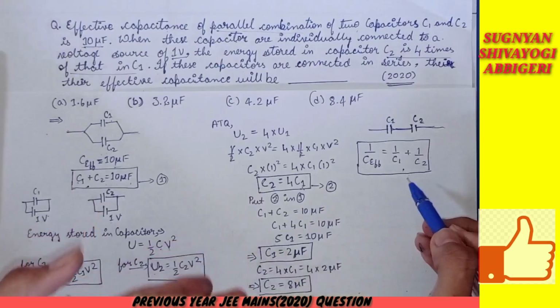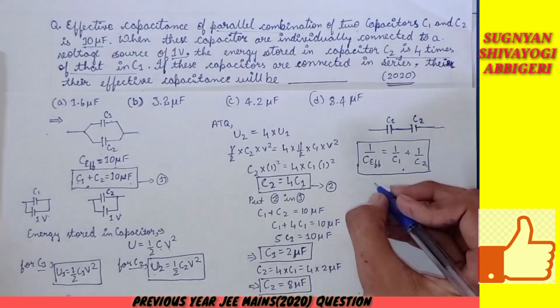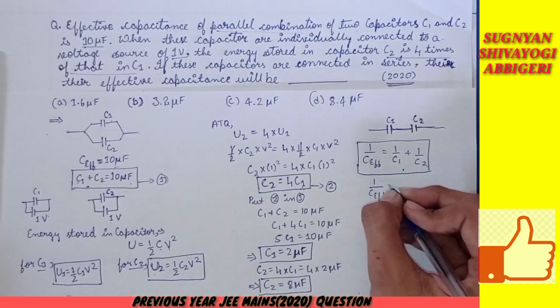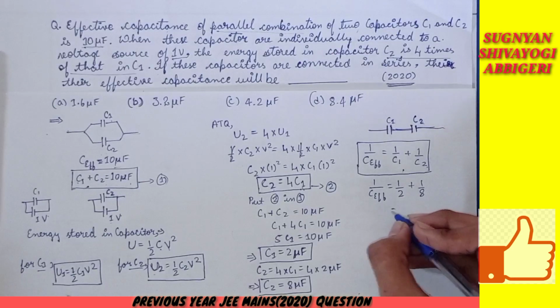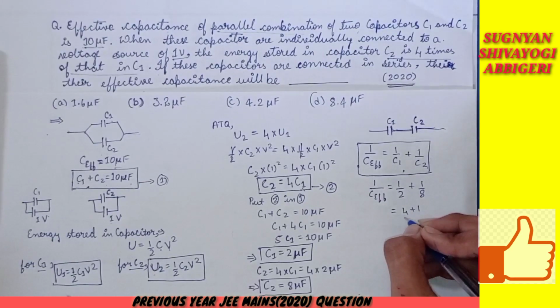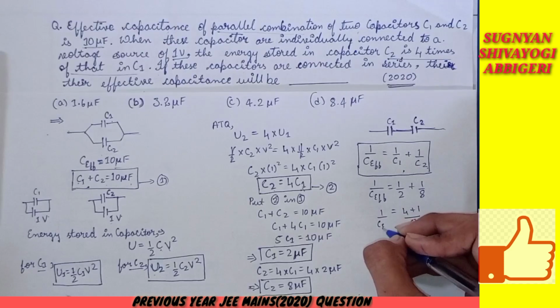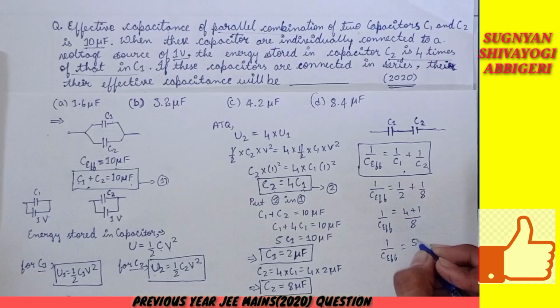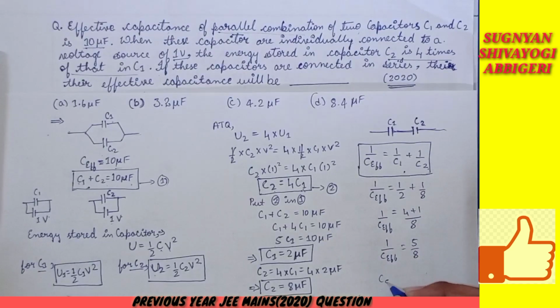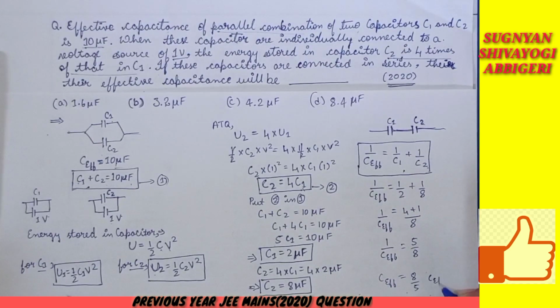We have C1 here, we have C2 here. So let us find out. 1 by C effective is equal to 1 by 2 plus 1 by 8. Taking LCM, we get 4 plus 1 divided by 8. This is equal to 1 by C effective. 1 by C effective is equal to 5 by 8. Finally, C effective is equal to 8 by 5. So C effective is equal to 1.6 mu farad.